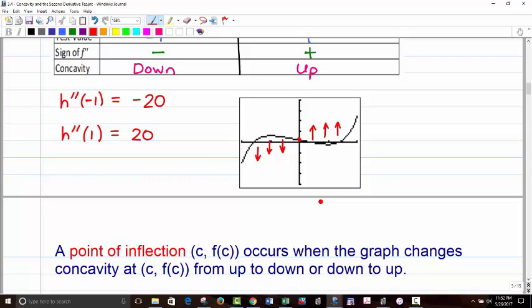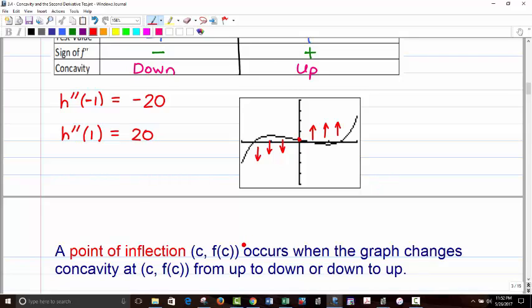So just like the first derivative, where discontinuities can't be mins or maxes, discontinuities can't be points of inflection either. So you're looking for these points that we find that aren't discontinuities. And if the graph changes concavity from up to down or down to up, we have what's called a point of inflection, also known as an inflection point. I may use those terms interchangeably.